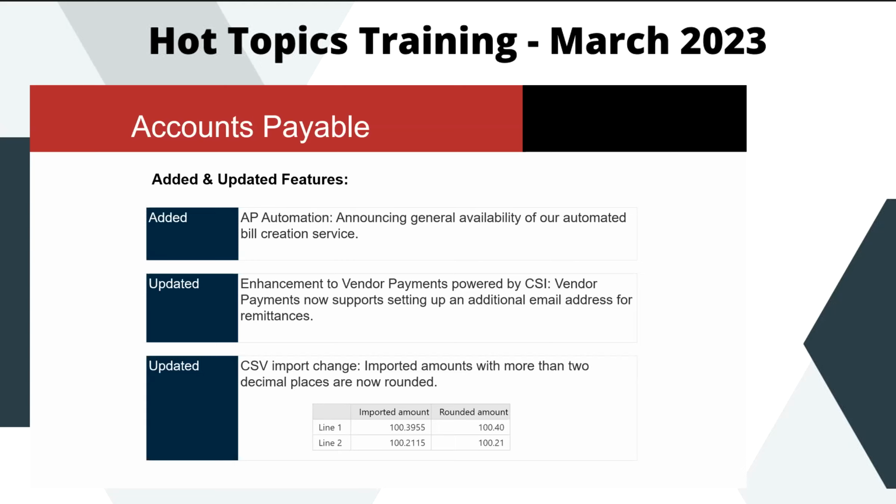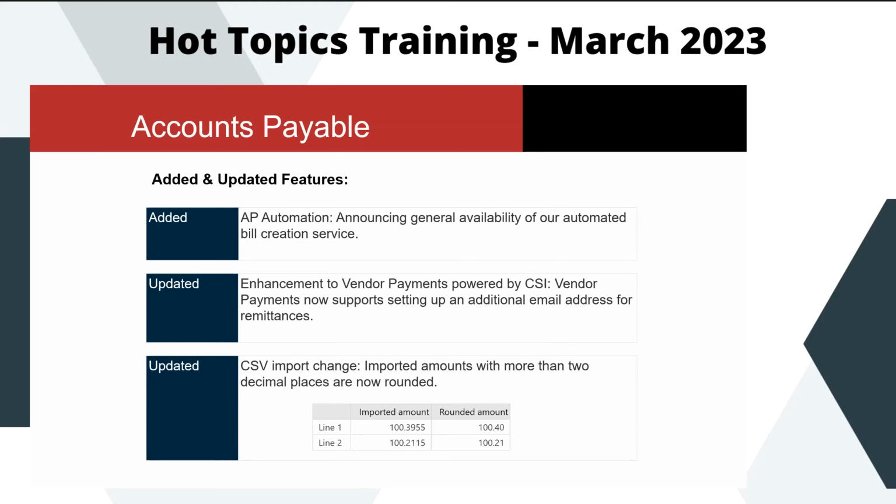One of the great improvements, especially for any implementers or consultants, is the CSV import changes. Now you can have within those imported amounts more than 2 decimal places. Know that those decimal places will now be rounded. Previously, imported transaction amounts exceeding 2 decimal places might be truncated, rounded, or rejected with an error, depending on the transaction type. Now imported amounts for all transaction types are rounded.